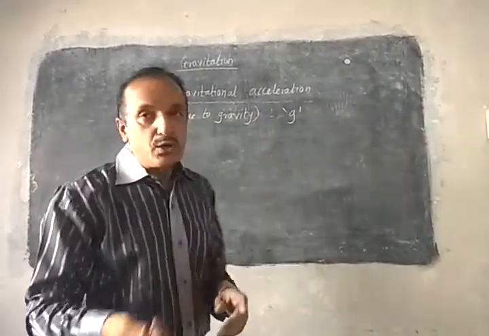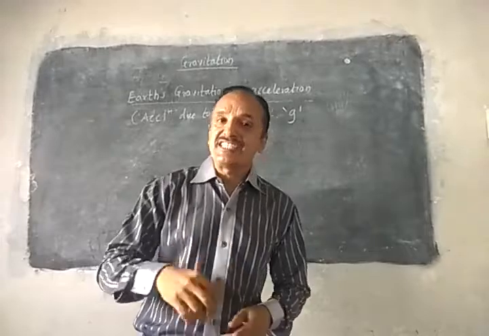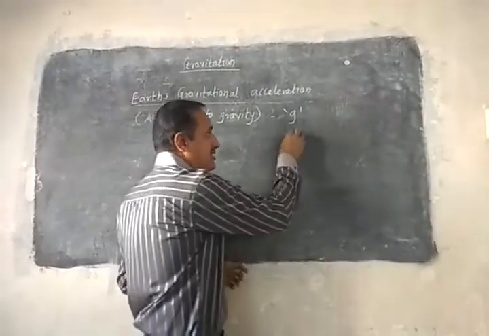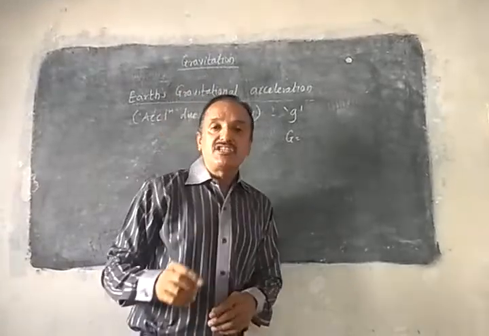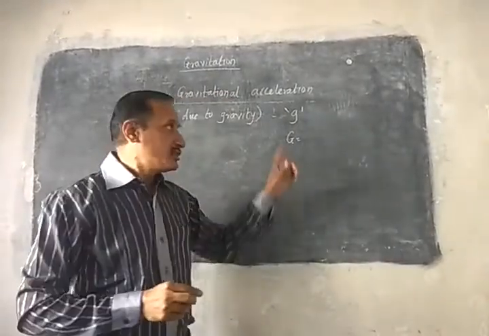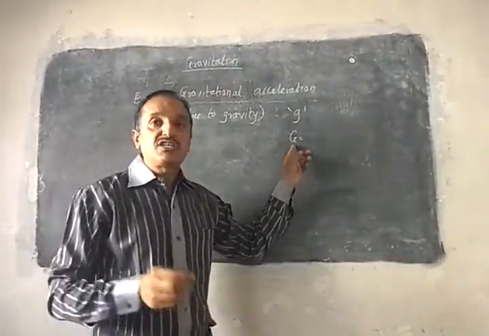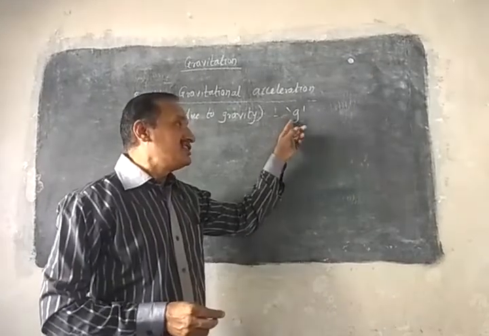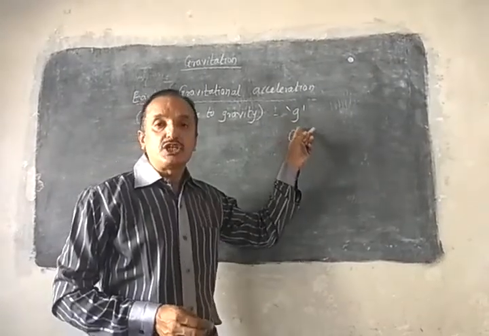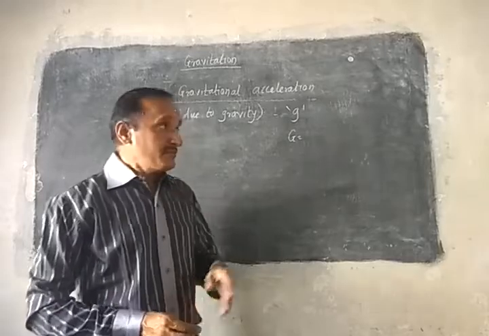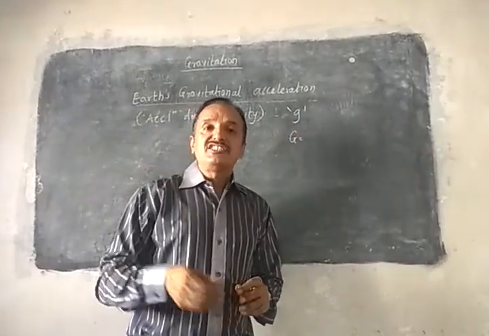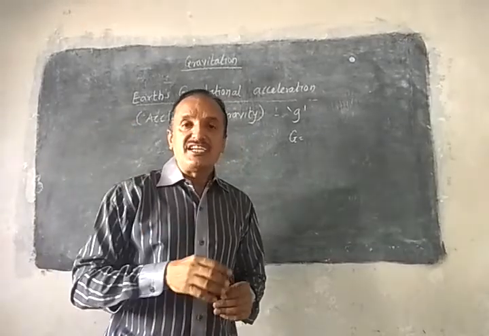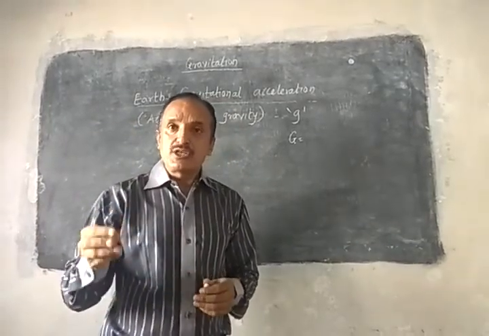Now don't confuse small g and capital G. This capital G is the universal gravitational constant. It is constant, a universal gravitational constant, and this small g is the acceleration due to gravity. Now the gravitational force is directed towards the center.